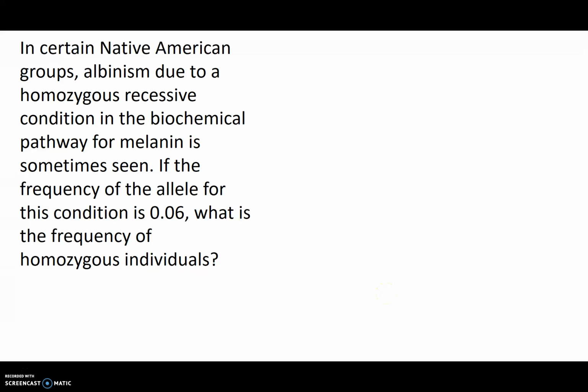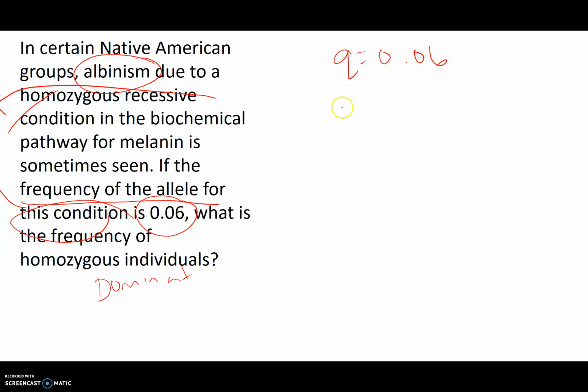In certain Native American groups, albinism, a homozygous recessive condition in the biochemical pathway for melanin, is sometimes seen. If the frequency of the allele for this condition, well, albinism is homozygous recessive, so this condition is talking about that, is 0.06. What is the frequency of homozygous, let's make it homozygous dominant individuals? So with this, okay, they straight up give us that Q, the frequency of the recessive allele, is 0.06. So P is going to be 0.94.